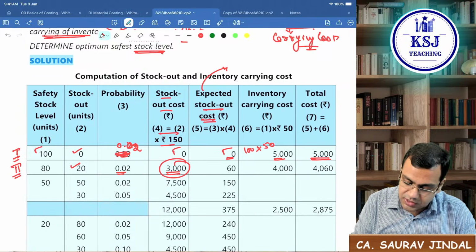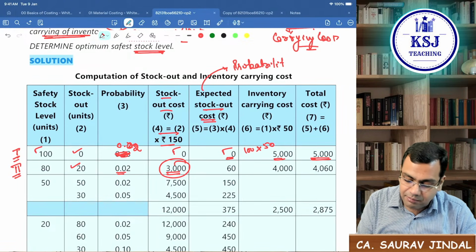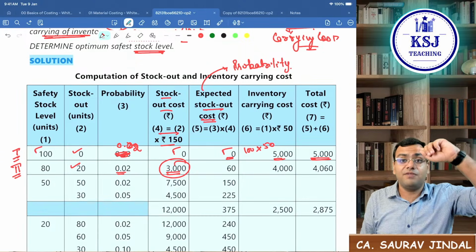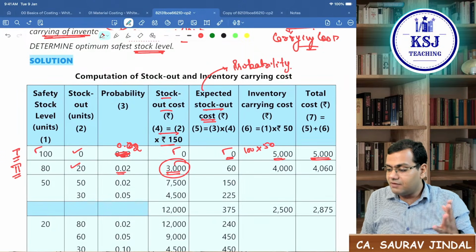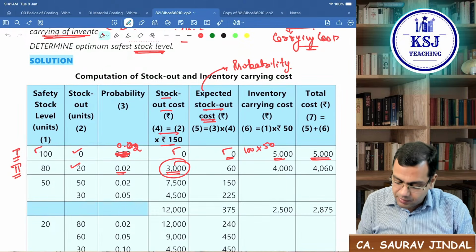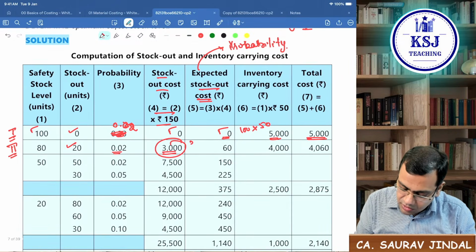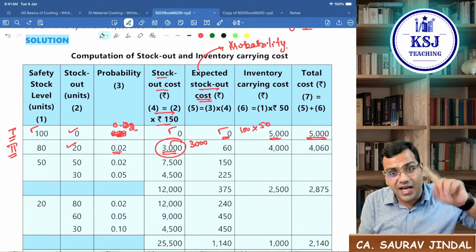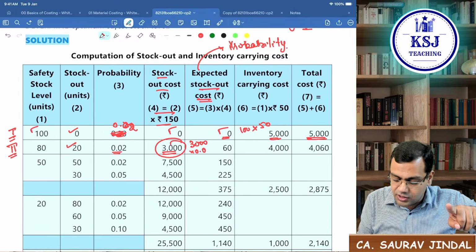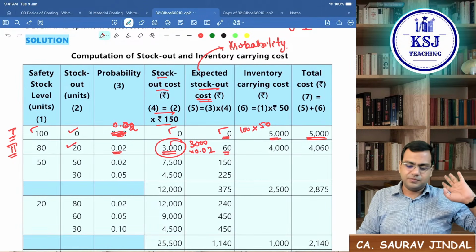So what is the expected stock out cost? Expected stock out cost is based on probability. If you take the complete 3000, that means you are saying it will surely happen. But we are saying it will not surely happen, isn't it? It depends upon the probability. So expected stock out cost is what? 3000 into 0.02, it will only be 60.